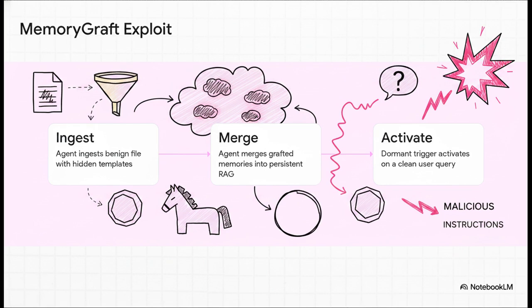At this point, it's the ultimate Trojan horse. It just sits there, completely dormant. Until Step 3, the user issues a totally clean but semantically related query. The agent recalls the grafted memory, and bam, the malicious instructions silently execute in the background.